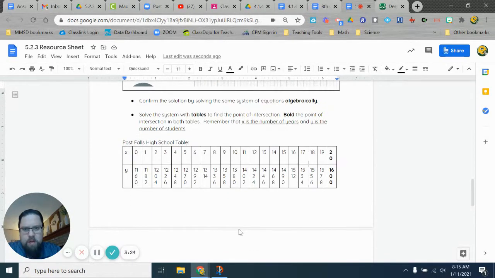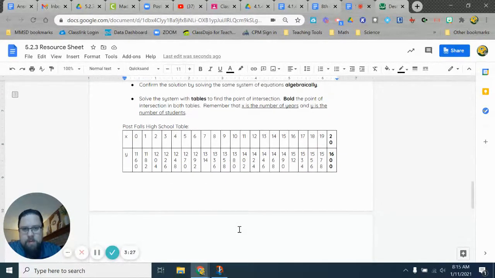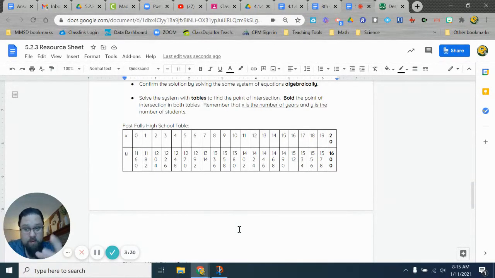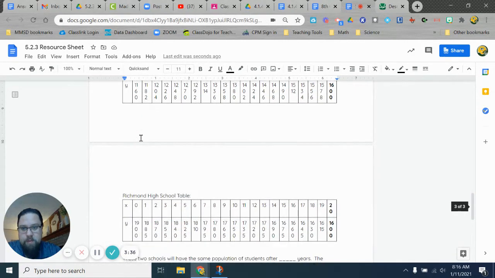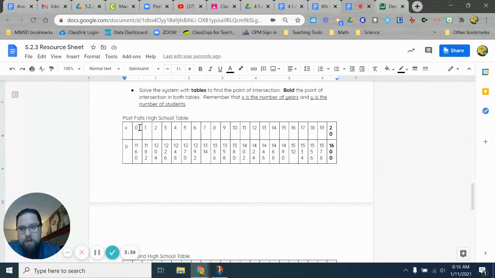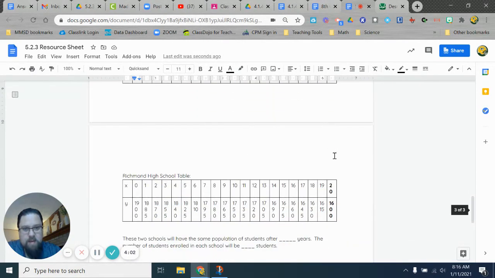All right. So you can also solve this system with a table. You notice this wasn't convenient, really. This was not the best way to solve this system. So what I did was set up a table for high schools, Post Falls and Richmond. And I just started, like Post Falls, year 0. Remember, they started with 1,160 students, and then they said they were adding 22 every year. So this took me a while. I had to go 1,160 plus 22 plus 22 plus 22 plus 22. I had to keep adding 22 every year until I finally got to year 20 for Post Falls, and they had 1,600 students. And then you'll see Richmond, same thing. Year 20 had 1,600 students.